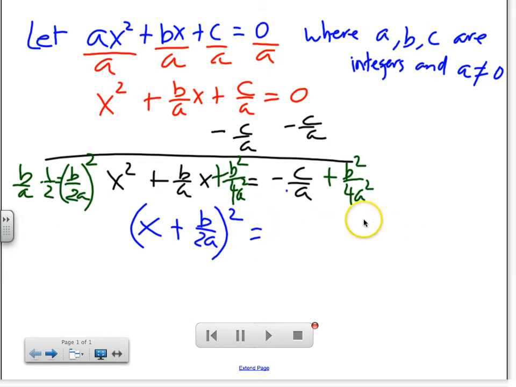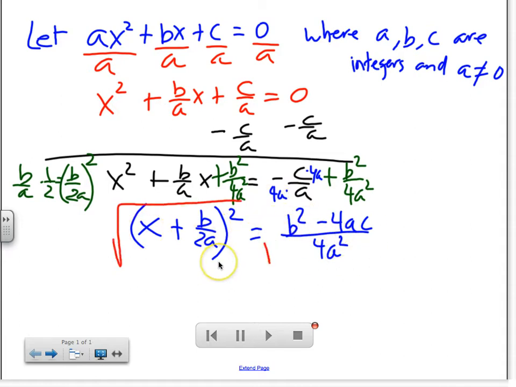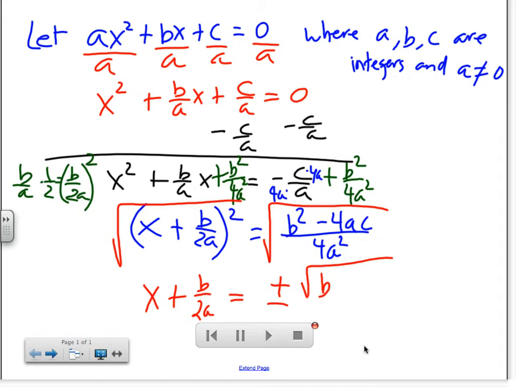And on the other side, of course, notice I'm trying to find the common denominator. In this case, we have a as the denominator and 4a squared, so the LCD will be 4a squared. And over here, whatever I do to the bottom, I have to do to the top, so I multiply 4a to both top and bottom. This is what I have. And now I can certainly take the square root on both sides to get rid of the square on the left-hand side. And what I end up with is x plus b over 2a equals, now don't forget, plus or minus, the square root of b squared minus 4 times a times c, everything over 4a squared.